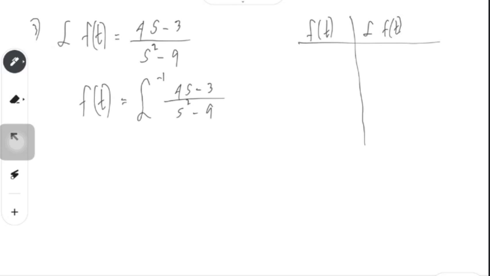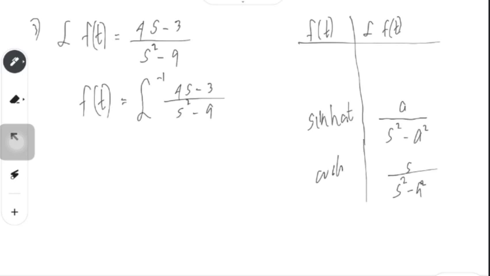So, kung ito ay s squared minus a squared, ano yung numerator? Pagka ang numerator mo ay a, ito ay anong function? Hyperbolic sine po, sir. Hyperbolic sine of at. Ngayon, kung ito ay s divided by s squared minus a squared, the corresponding function is hyperbolic cosine of at. So, what is the answer?